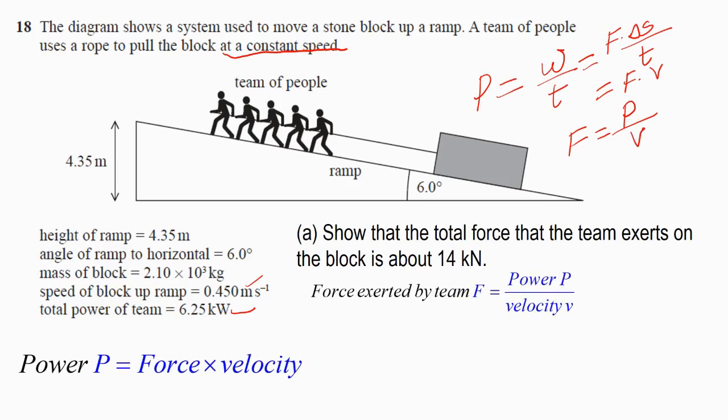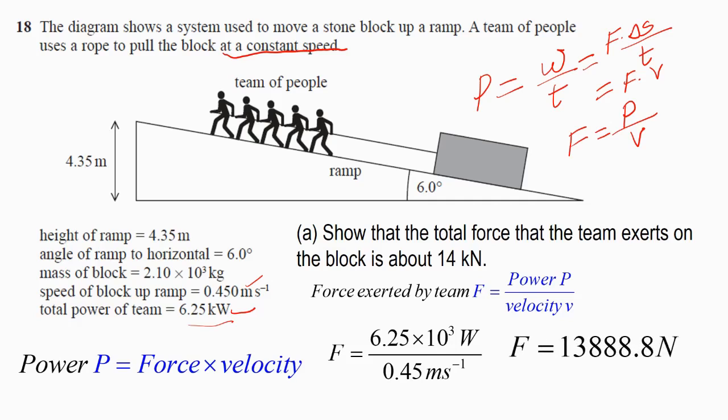So the force exerted by the team, F, is equal to power divided by velocity. Everything is given. Power is equal to 6.25 × 10^3 watt. Since it is given in kilowatt, we should convert it into SI unit. That is 6.25 × 10^3 watt divided by velocity, which is 0.45 meter per second.